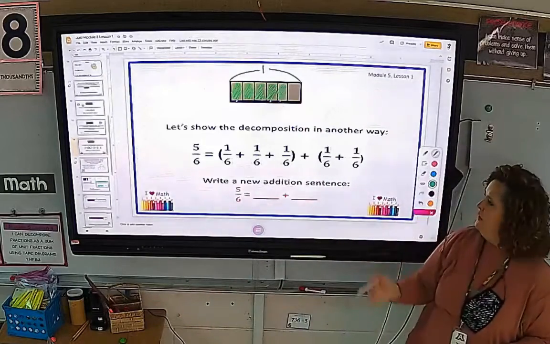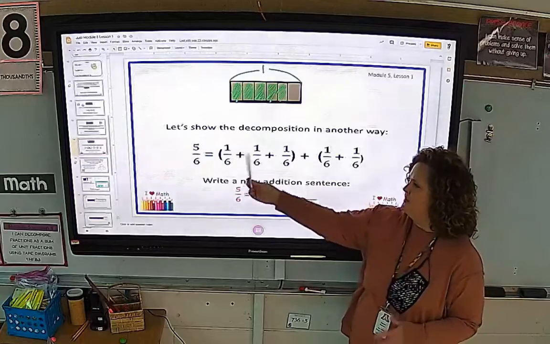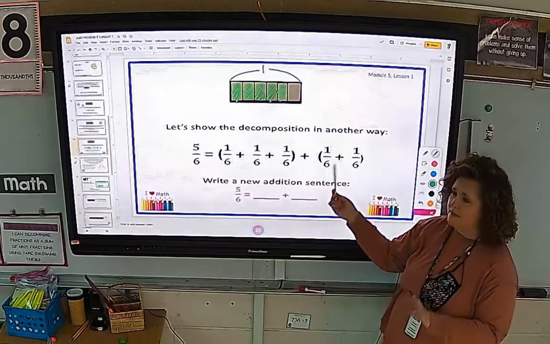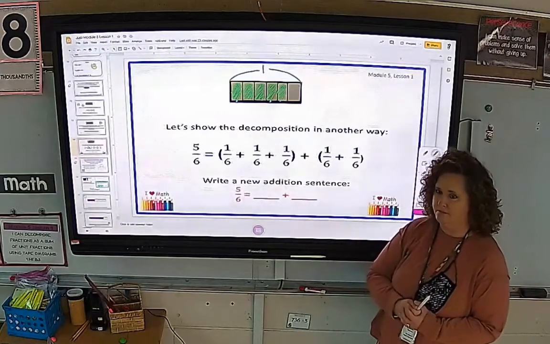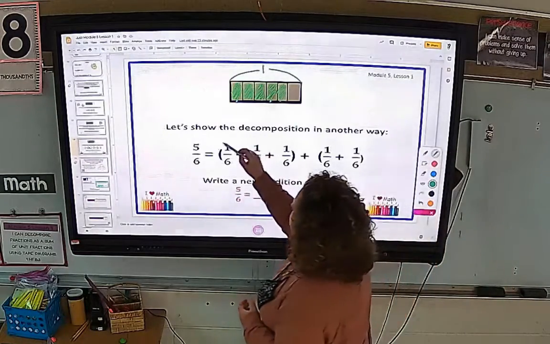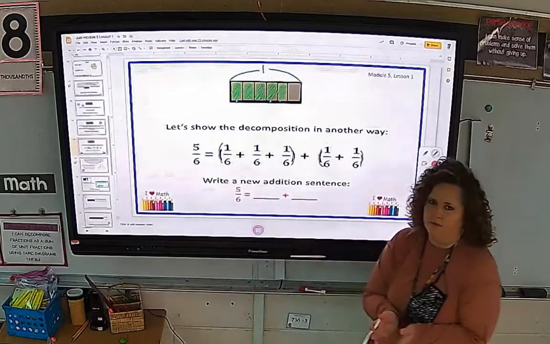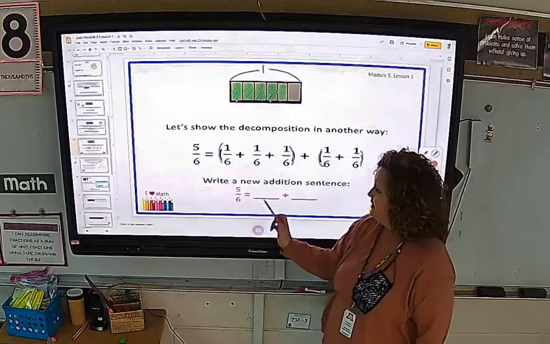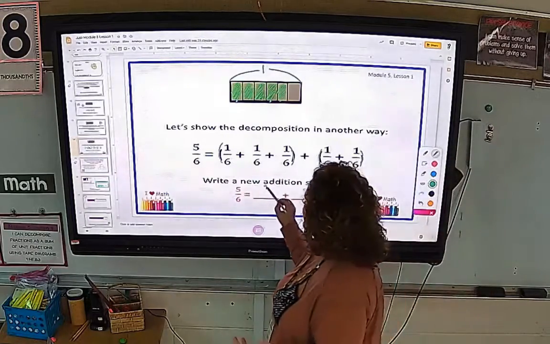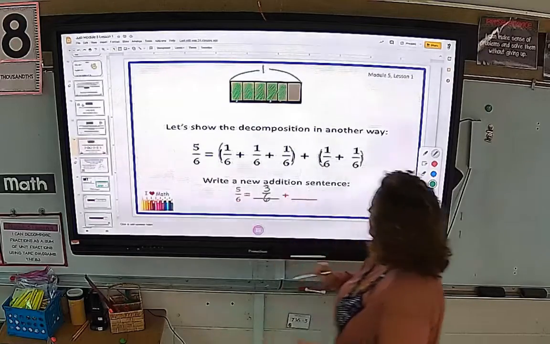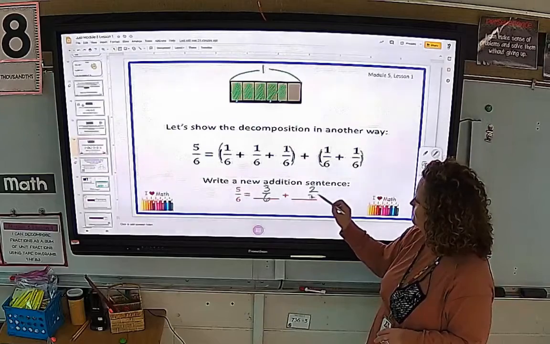Okay, now they took what we had just written, all those unit fractions, 1/6 plus 1/6 plus 1/6 plus 1/6 plus 1/6, and now they've grouped them a little differently. They've put parentheses here and here just to show how we can group them differently. So 5/6 is equal to, how many is this all together? There's 3 of them. So that would be 3/6. And how many are right here? 2 of them. This would be 2/6.